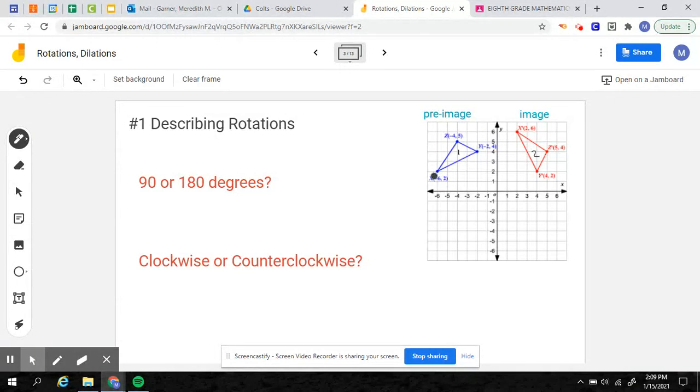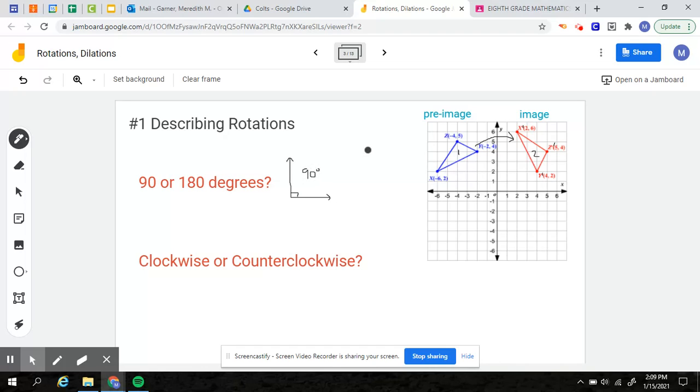We also know this because if we look at our pre-image, you will see that it's just regular letters, X, Y, Z. Our image, though, it's hard to see, but they have those little dash marks after them. X prime, Y prime, Z prime. So we know it is turning from blue to red. So the first thing we want to ask is: is this a 90 degree or 180 degree turn? So remember a 90-degree turn, in our Pythagorean theorem unit, we said it looked like this, right? It's a sharp corner. There's a box there. That's what 90 degrees looks like.